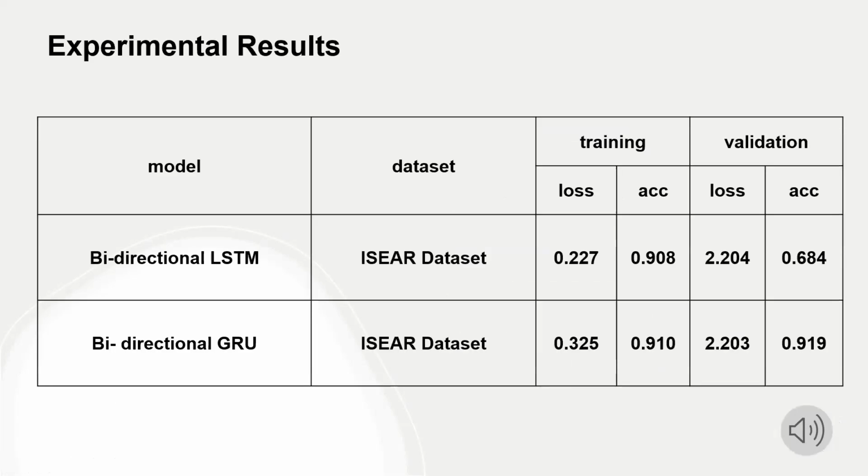From our experimental results, we can see that LSTM gives 0.9 in training, and bidirectional GRU is almost similar, but in validation, bidirectional GRU outperforms bidirectional LSTM. So we have chosen the bidirectional GRU model for our emotion detection.